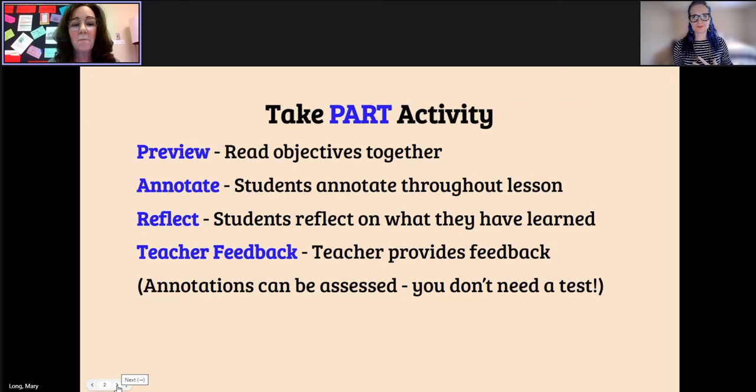Yeah, so Take Part means preview, annotate, reflect, and teacher feedback. So the preview part of the lesson is reading the objectives together. Annotate is when students annotate throughout the lesson. So they're given something at the beginning of the lesson, and they may be just using their background knowledge from what they learned before to annotate. That might be a picture, that might be a piece of text, and they are annotating through what they know.